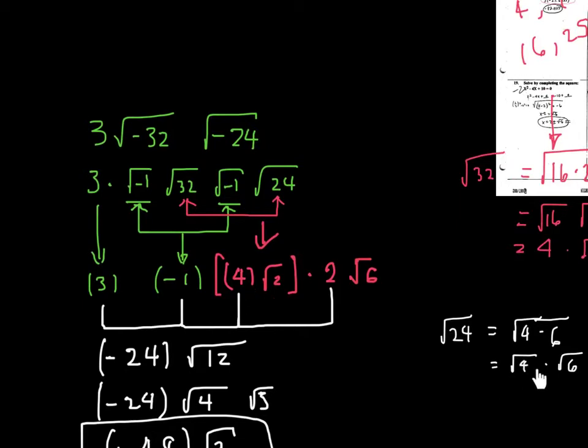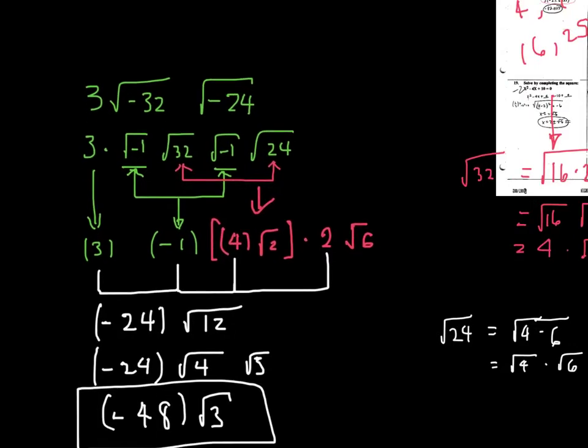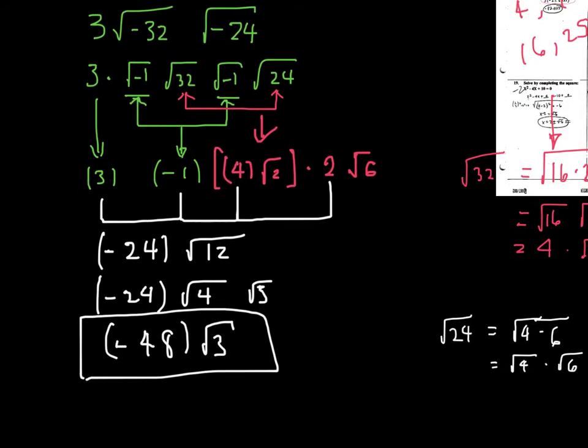I have 4, radical 4 is a 2, so I left it over here, and radical 6, radical 2 combine into radical 12, and I start all over again. One more time, and then 12 becomes 4 and 3. So 4 becomes 2 to combine into this 24. And that gives me the final answer of minus 48 times radical 3.